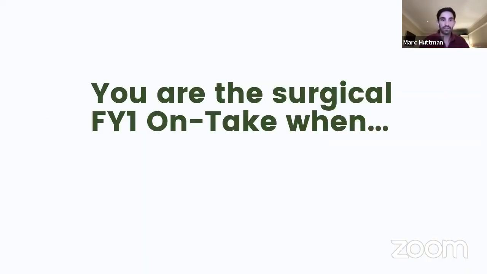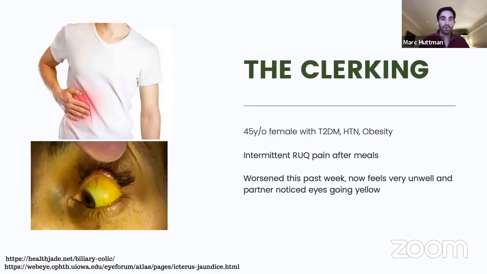So we'll start with the case. You're the surgical FY1 on take when a 45-year-old female presents with a background of type 2 diabetes, hypertension, and obesity. She complains that she's had a number of intermittent right upper quadrant pain episodes, usually after meals, and I'm sure you're already thinking about what this could be. She's been having it for a while, but over the past week, it's been getting worse, and particularly overnight since her dinner yesterday. She now feels very unwell, shivery, shaky, and her partner has noticed that her eyes have gone a bit yellow.